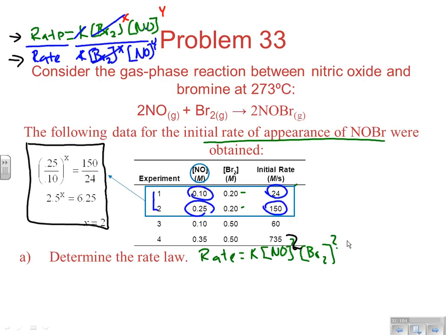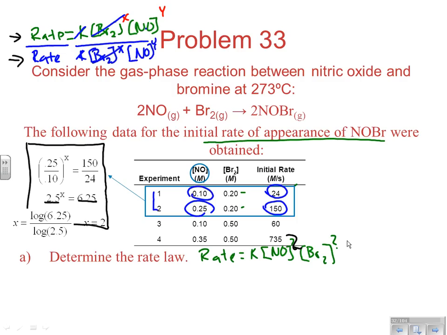So to understand what the order is of Br2, oh, I forgot to mention, if you've got a situation where your numbers aren't equal, like you're doing a real experiment, remember the way to solve this is to use log math. 2.5 to the x equals 6.25. Well, x would equal the log of 6.25 divided by the log of 2.5. So you can reduce it really to an algebra problem by finishing it that way.